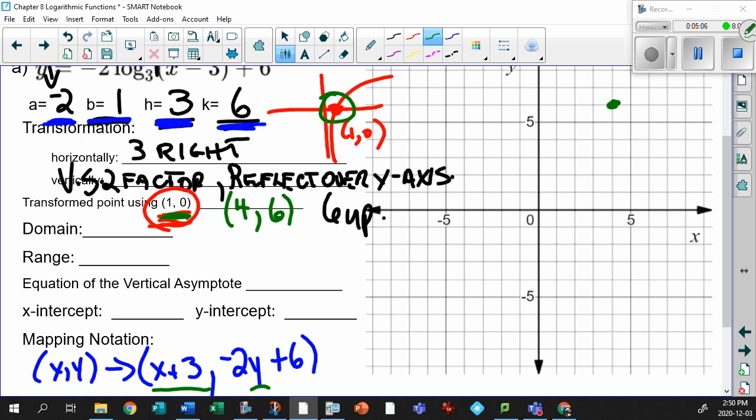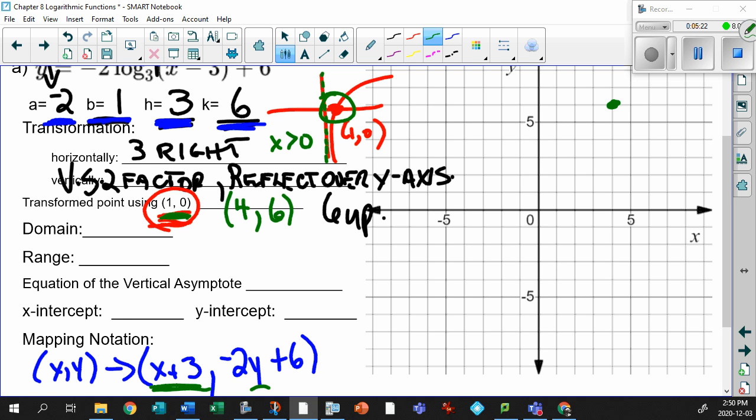I'll give you a hint. What was the domain of our original graph? Wasn't it all values of x that have to be greater than 0, right? Yeah. Okay, because that thing is an asymptote. So I'm curious, where's our new asymptote going to go?